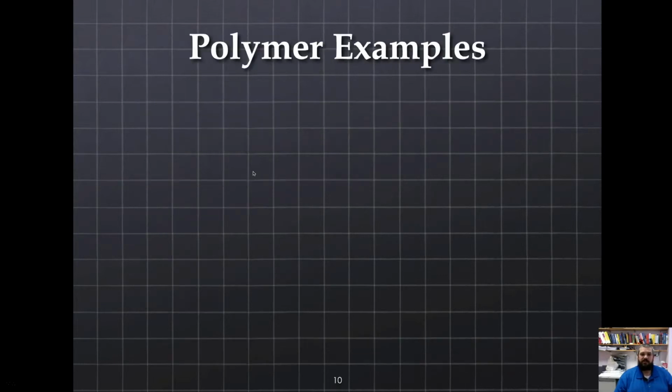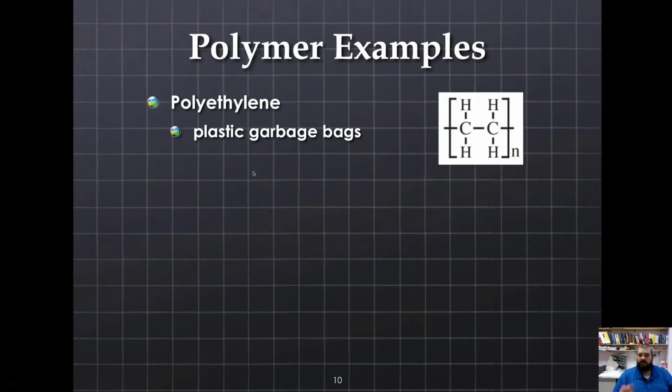I'll give you some examples of polymers. First would be polyethylene, so things like plastic garbage bags. You get a number of ethylene units all together. So ethylene is just a carbon atom with two hydrogen atoms. So put a number of ethylene units in sequence and you get polyethylene.